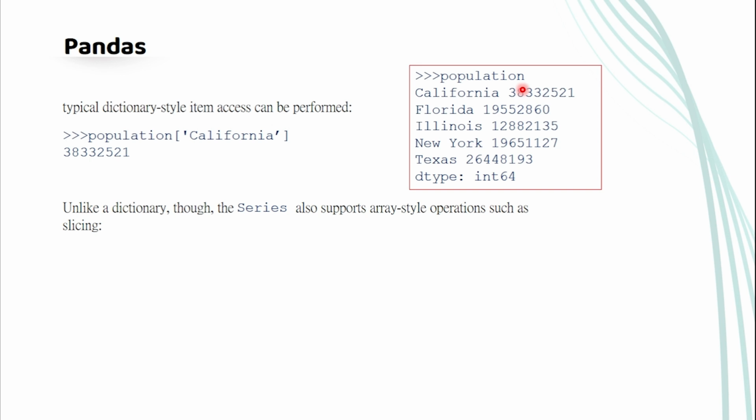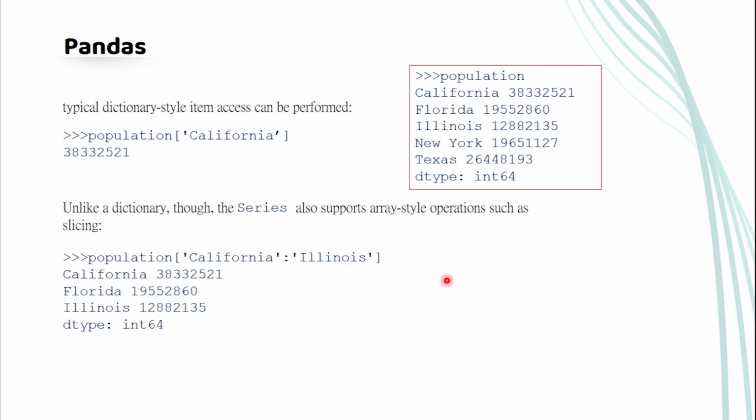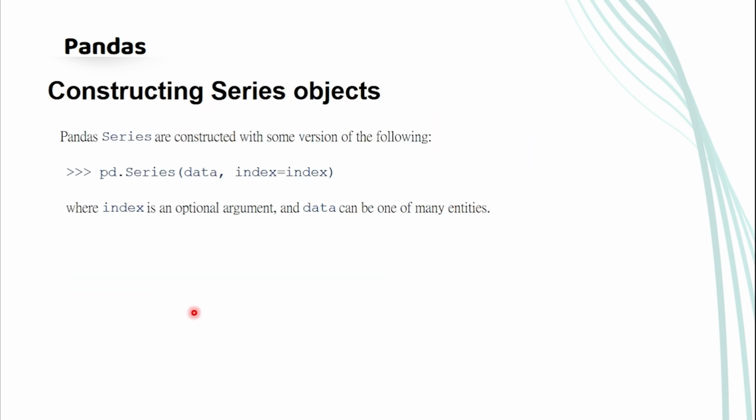Additionally, series also support array-style operations such as slicing. We cannot use slicing for a dictionary, but if we use a series, we can use the array-like operation of slicing. So we can slice a sub-series, or take a sub-series by slicing the original series. For population from California to Illinois, we can get the sub-series like this one. And we can construct a series object.